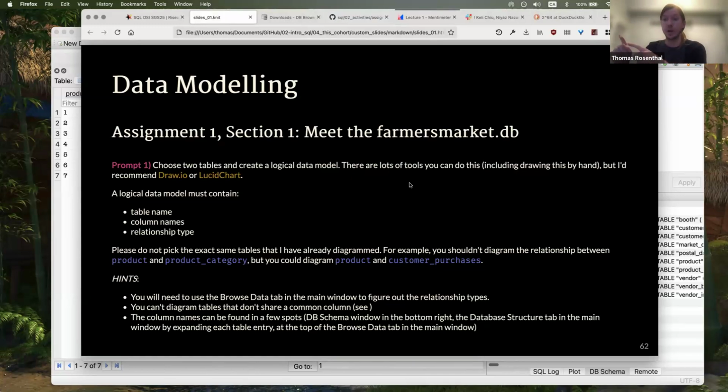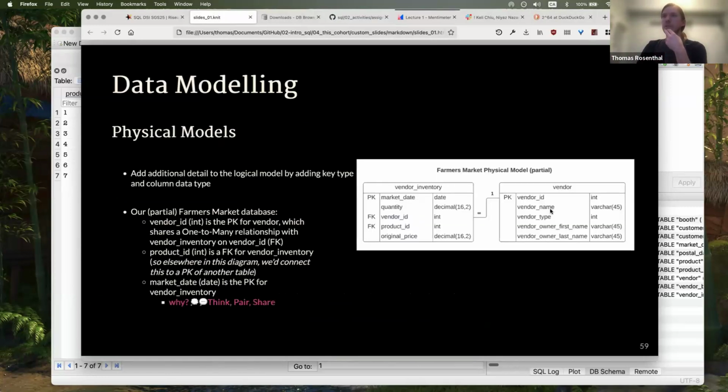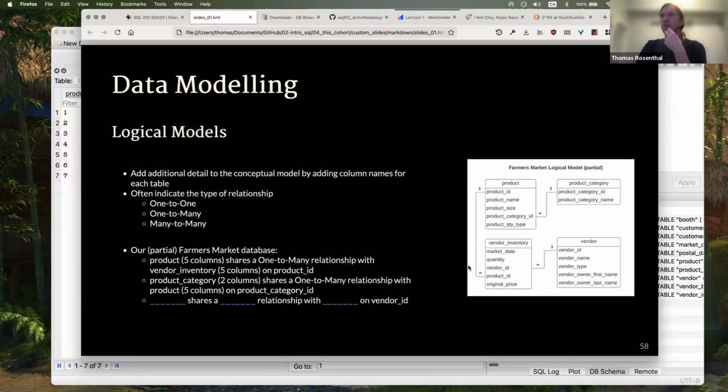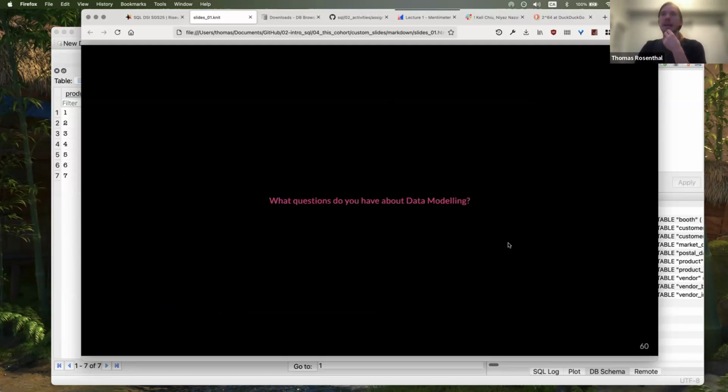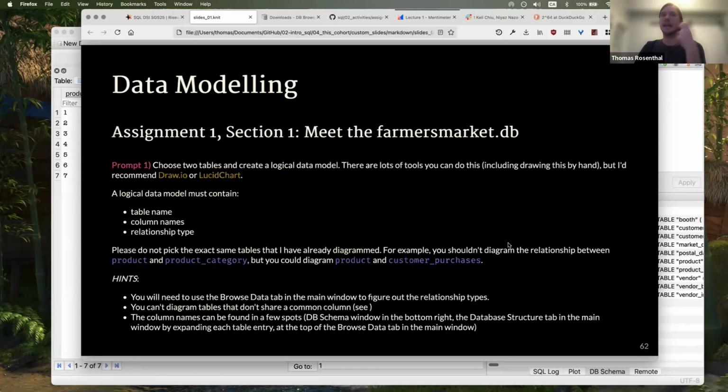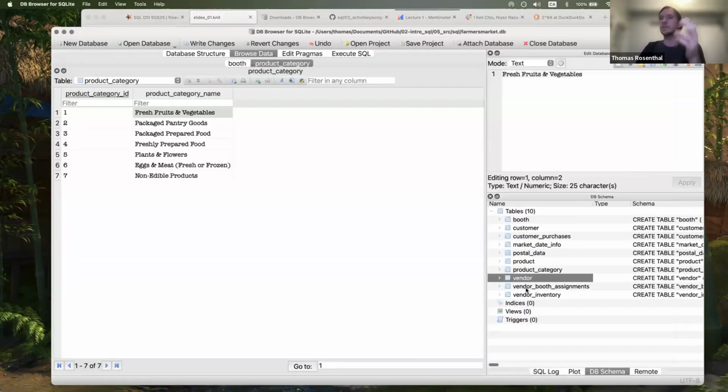Lots of tools you can do it. You can draw it by hand if that's how you like to do things. I like the Draw IO, as I said. Your logical data table needs to contain a table name, the column names, and the relationship types. So essentially what you're going to do is remake our logical model here, but for different tables. Don't pick product, product category, vendor, inventory, right? Don't describe these relationships because I've already done it. So come back into the farmer's market and say, okay, I'm going to do vendor and vendor booth assignment, or booth and vendor booth assignment.